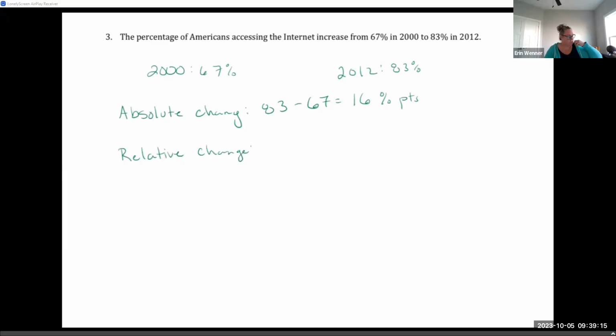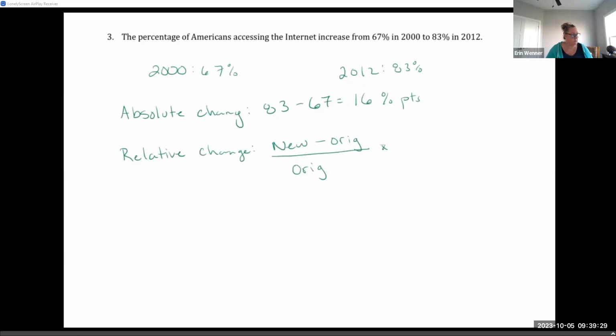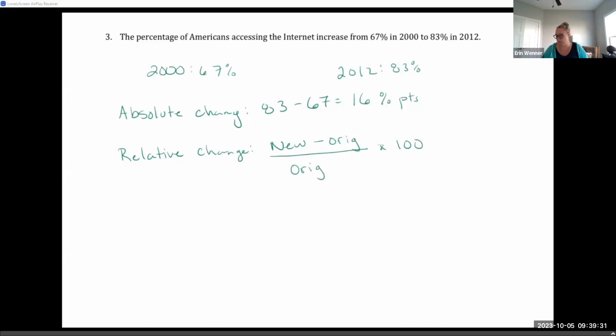So remember, with relative change, it's your new minus your original divided by your original times 100. So I want you to calculate that and send me your answer in a direct message, please.